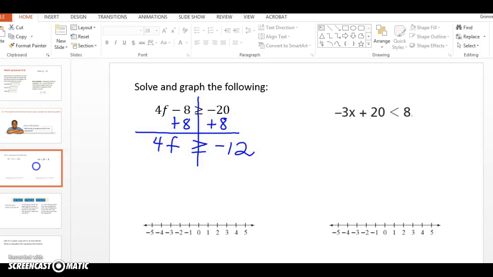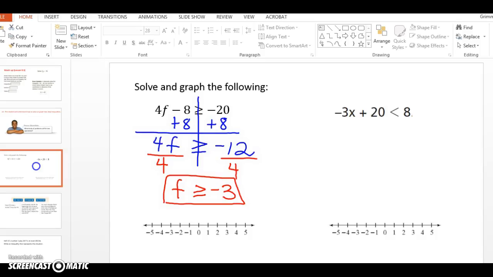I divide by 4. So I'm going to take both sides and divide by 4. Does dividing by 4 change my inequality? No, because I'm dividing by a positive number. Dividing by a positive number does not reverse the inequality. So it's going to say F is greater than or equal to negative 12 divided by 4? Negative 3. Okay, so first of all, this is part of my answer. That is the answer. F is greater than or equal to negative 3.